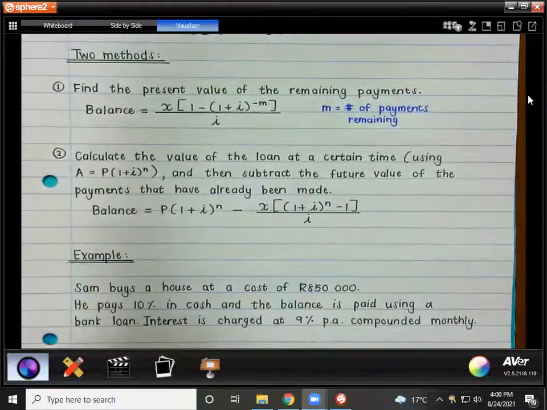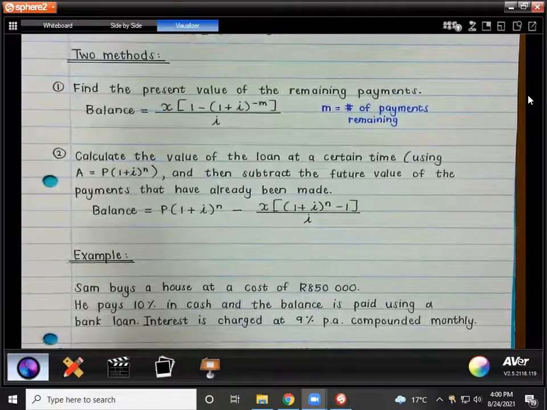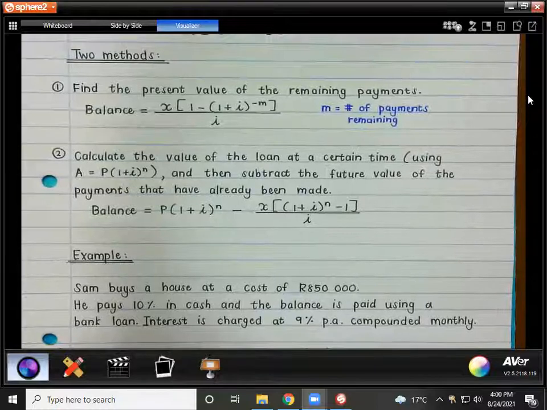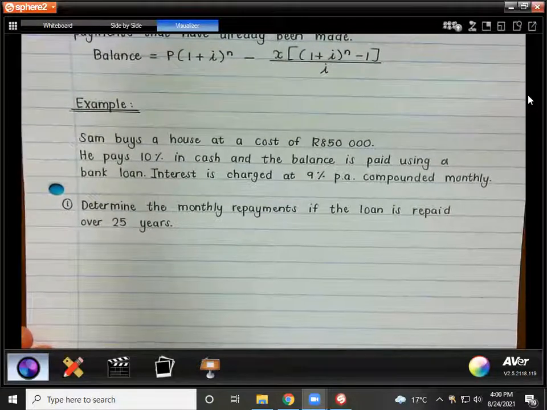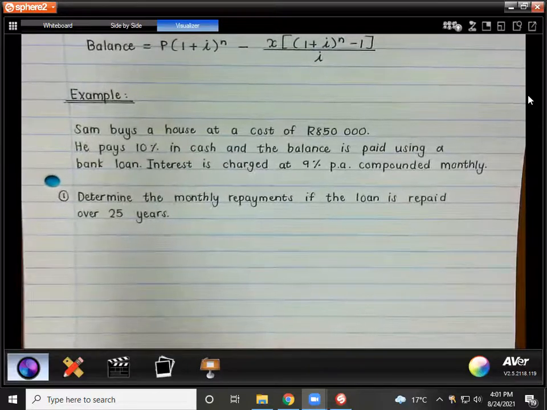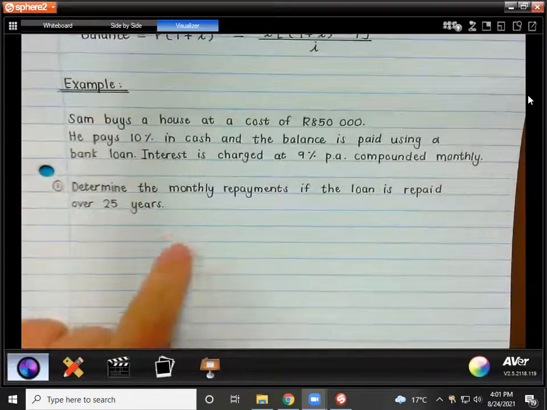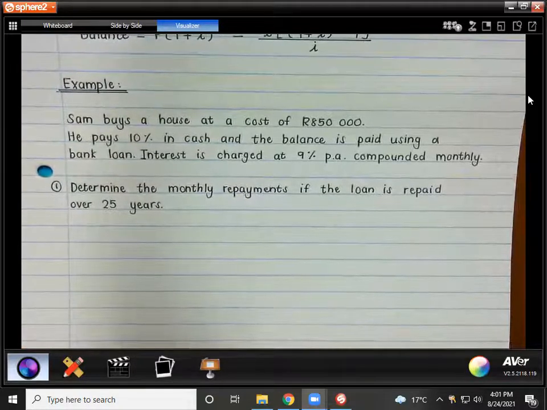We're going to practice both of them, and then you choose the one that works for you, and you can stick to that one. All right, they're never going to tell you which method you have to use. You can decide. Okay, just quickly finish copying that down if you haven't yet. First, we're going to calculate the monthly repayments, and then we're going to find the balance outstanding. If you've finished copying this down, you can do this calculation. All right, Sam buys a house at a cost of 850,000 Rand. Sorry, he pays.